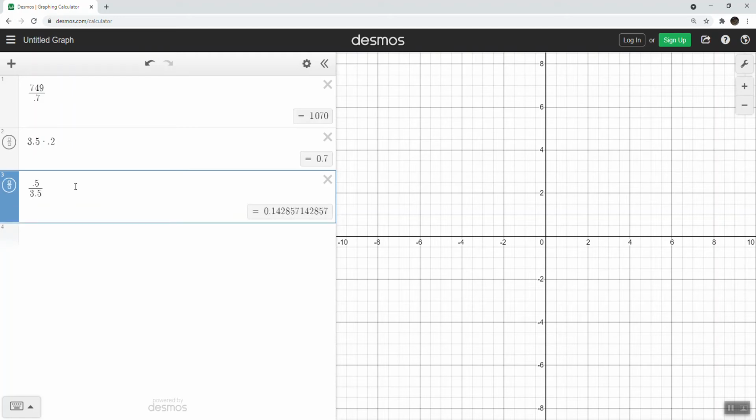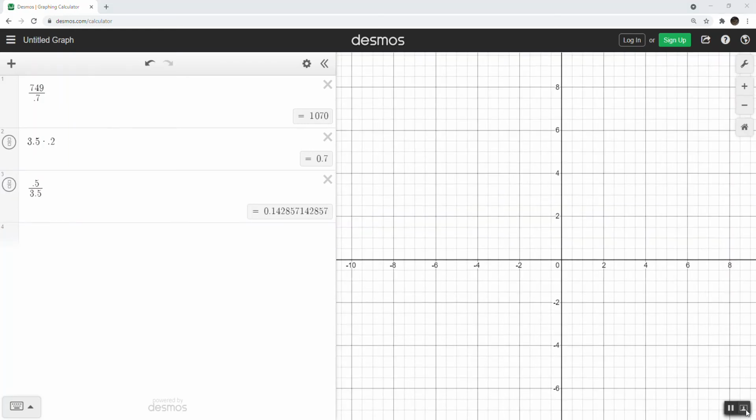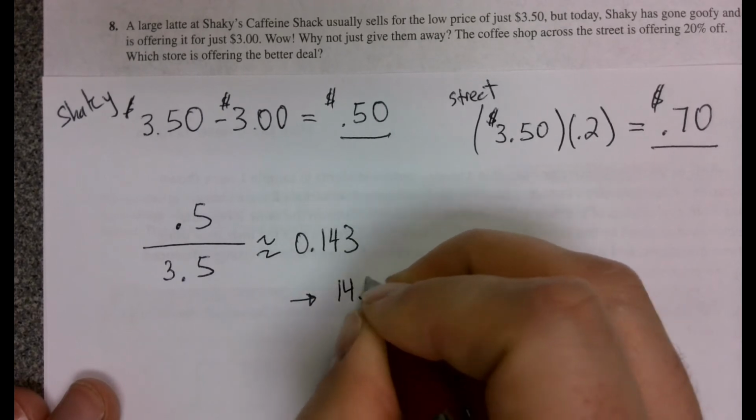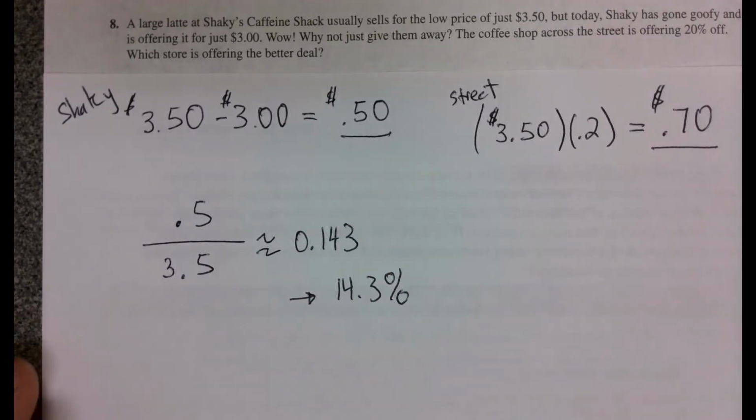It's terrible for gaming. Okay, so this shows us that the 50 cents off is approximately 0.143. Let's round to the third decimal place. And converting that to a percent means we were saving 14.3%. Definitely better across the street.